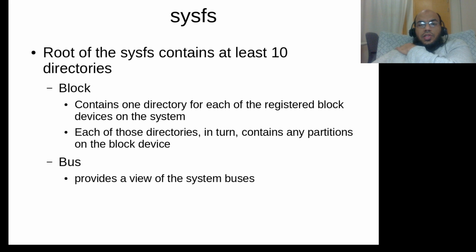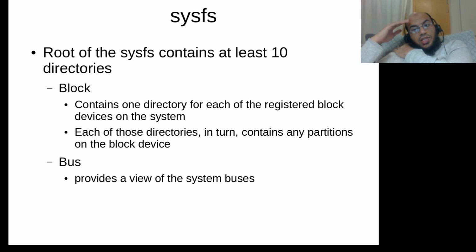The root of the sysfs contains at least 10 directories. The first one is block, and it contains one directory for each of the registered block devices on the system. And you know what the block devices are. One of them would be your CD-ROM, for example. Each of those directories in turn will have the partitions on the block device. Your CD-ROM is not partitioned, but your USB stick might be partitioned.